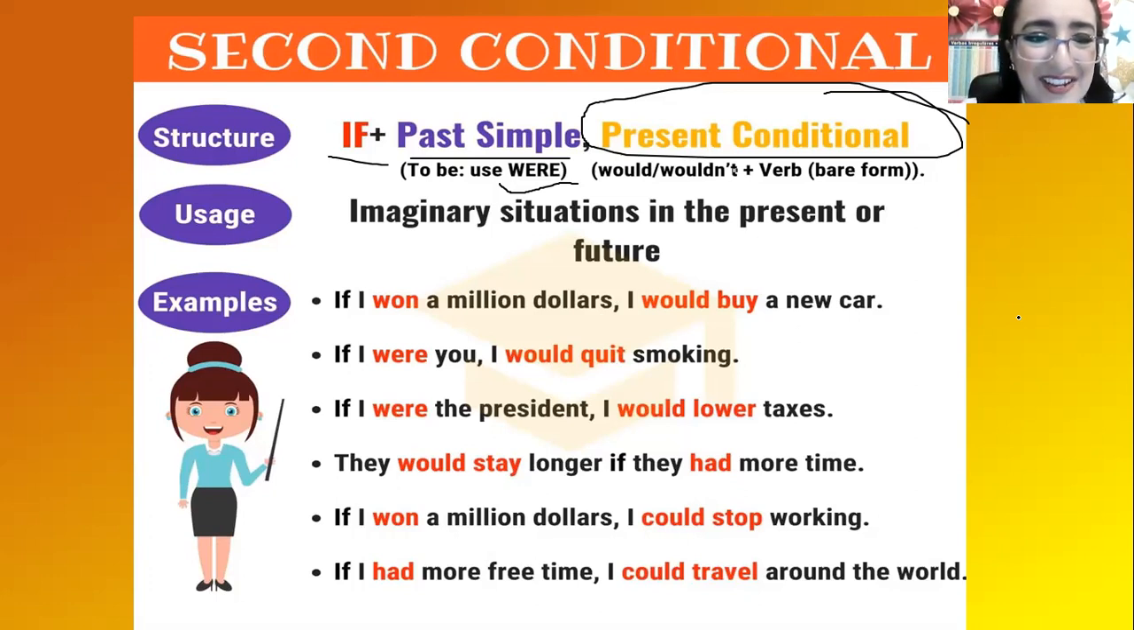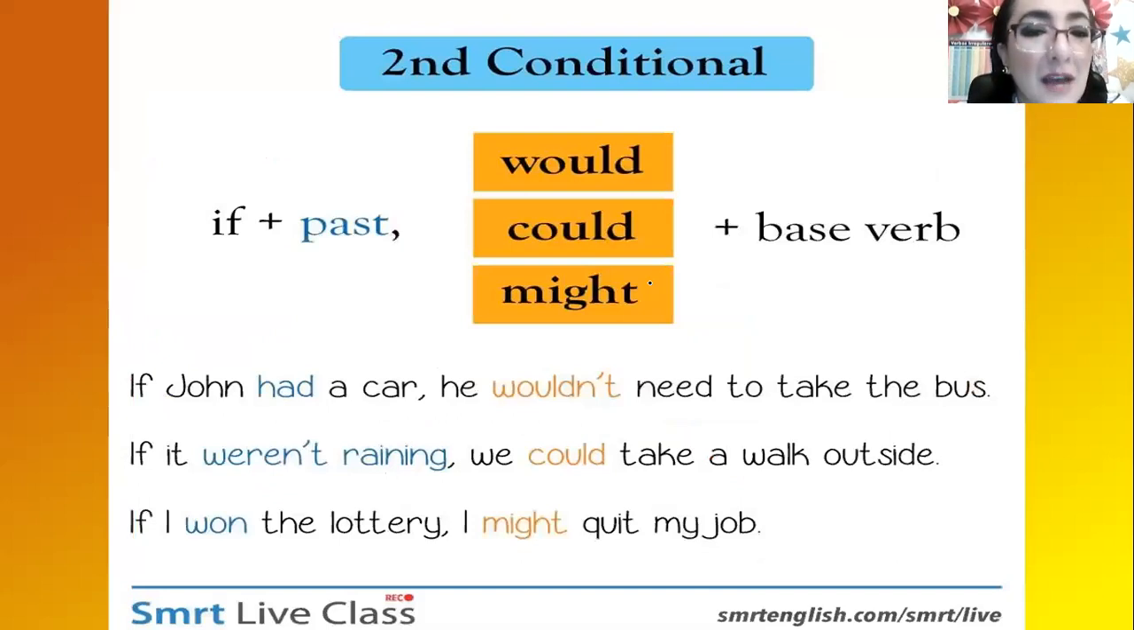Excellent. Very, very good. Easy or difficult? Here we have some examples about this. Remember, if and my past, okay? Plus would, could, or even you can use might. It is also a modal verb that you can use, and it's going to be super great and super correct. Really, actually. What do you think? Easy or difficult?